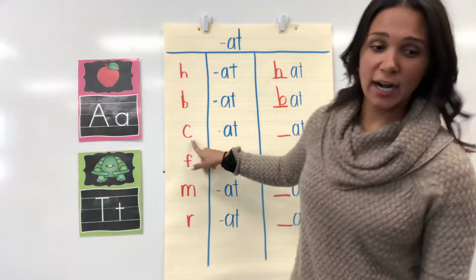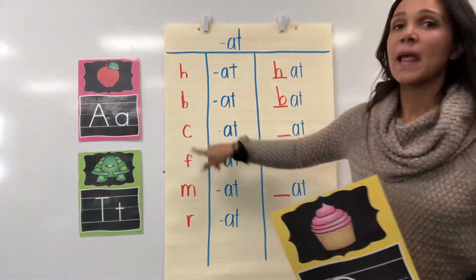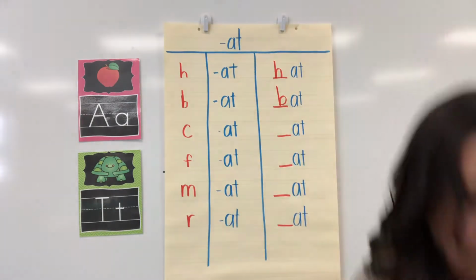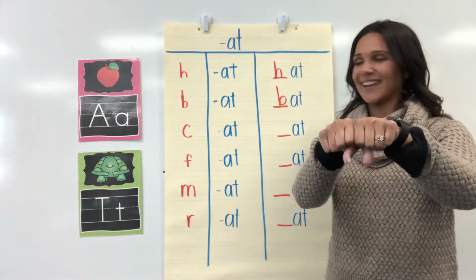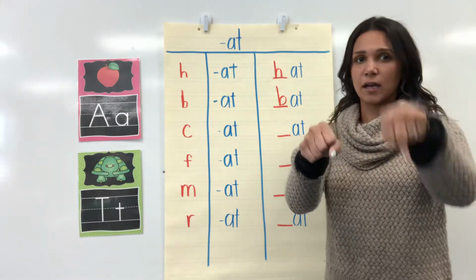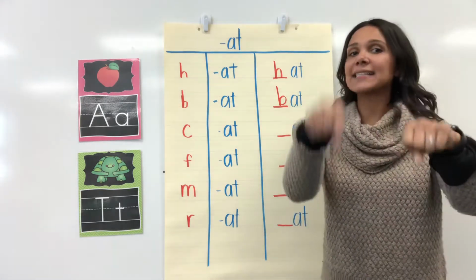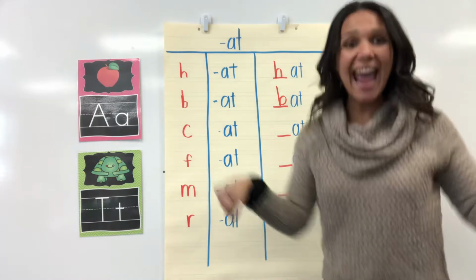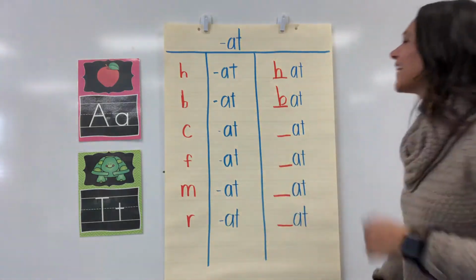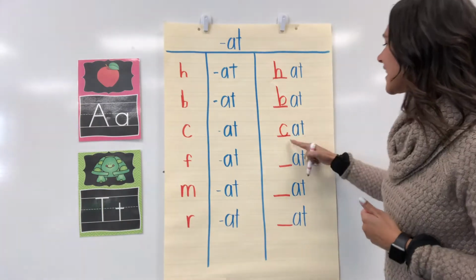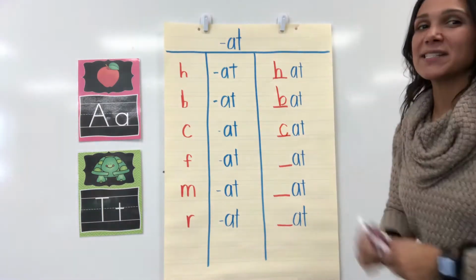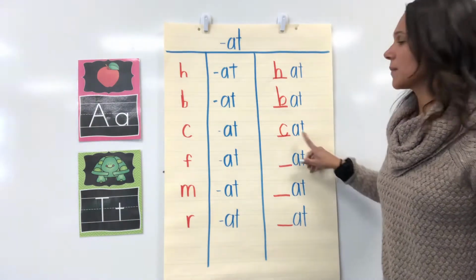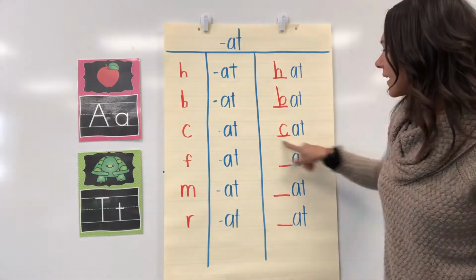All right, let's do our next one. Our next one is letter C. I know that C makes a k, k, k sound. Okay, put your fists together like this. Here we go. Echo me. K, k, k. At, at, at. K, at, cat. Good. Now I know that C-A-T spells cat. Boys and girls, echo me. C-A-T spells cat, cat, cat.